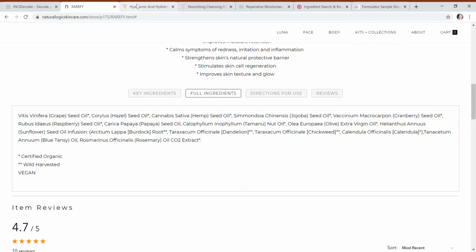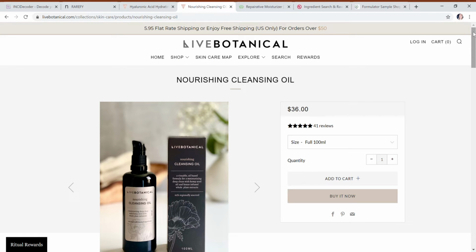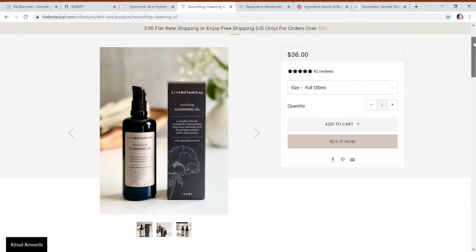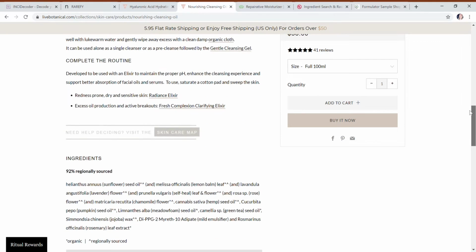Now we're going to go to another product. We're going to go to this product here. This is a nourishing cleansing oil by the company Live Botanical. So we're going to look at this list down here.